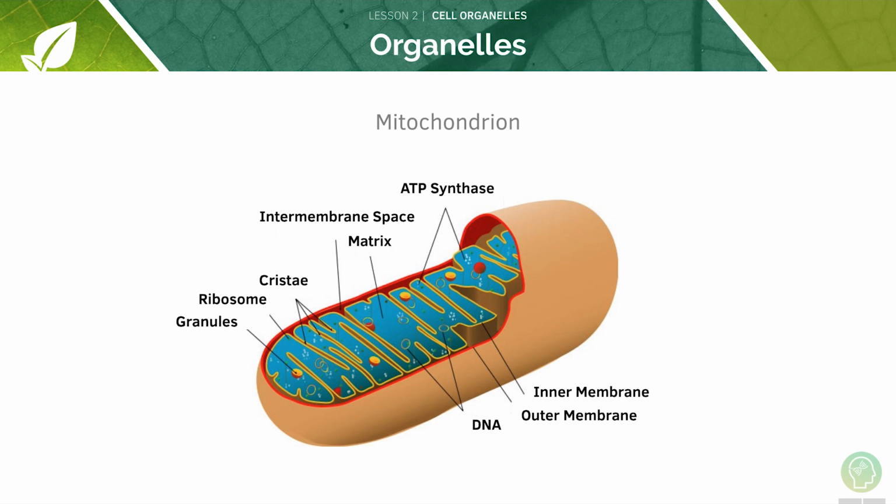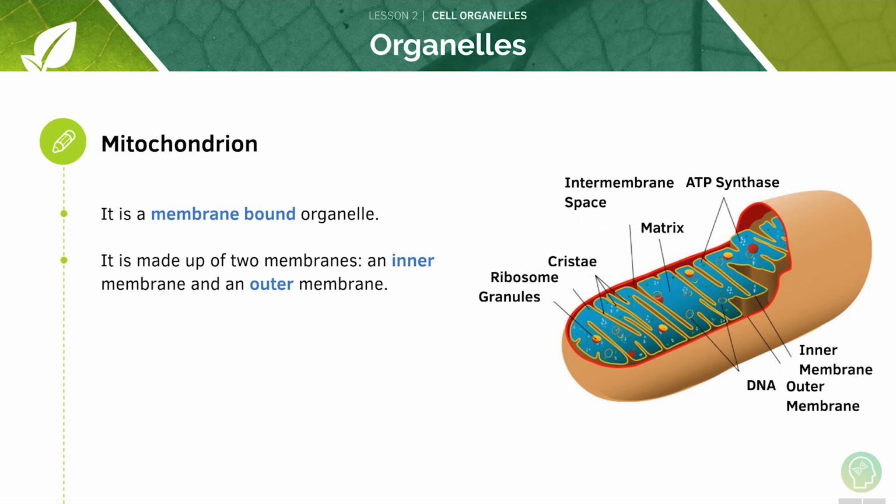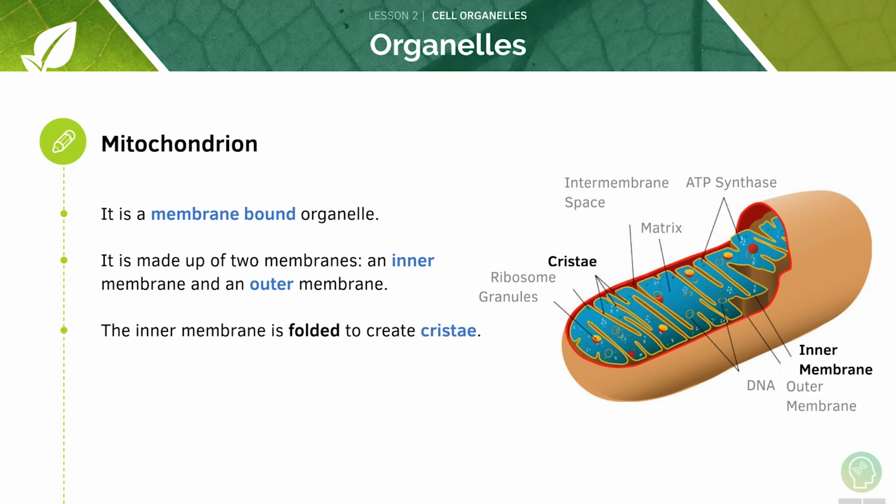The mitochondrion is a membrane-bound organelle. It's made up of 2 membranes, an inner membrane and an outer membrane. The inner membrane is folded to create cristae.